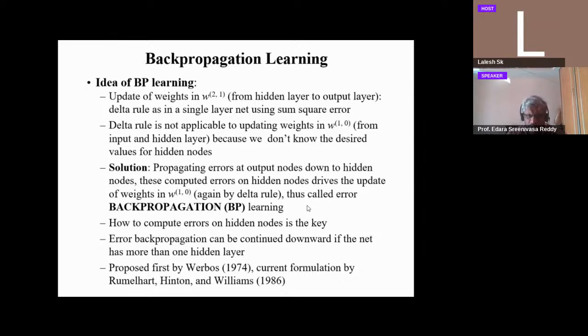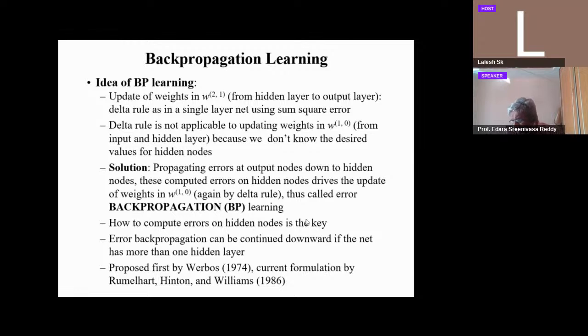So now, how to compute errors at hidden nodes? This is very, very important. Error propagation can be continued downward if the net has more than one hidden layer. The same procedure can be used if there are more hidden layers. This was first proposed by Werbos in 1974, and in 1986 Rumelhart, Hinton and Williams formulated how to calculate the errors at the hidden layers. I think it is clear why the name backpropagation was taken.